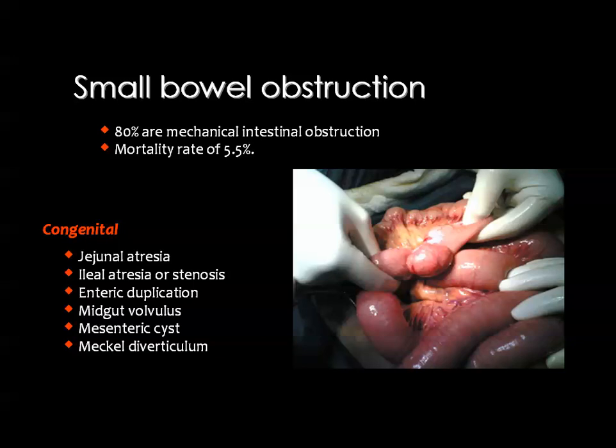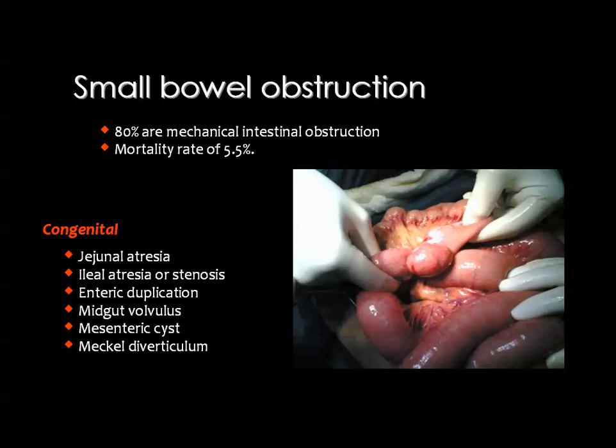Then small bowel obstruction has been discussed in detail in the section on the acute abdomen, but we'll go through some of the causes. And you know that 80% of small bowel obstruction is due to mechanical causes, while some intestinal obstruction is due to functional ileus of the small bowel.